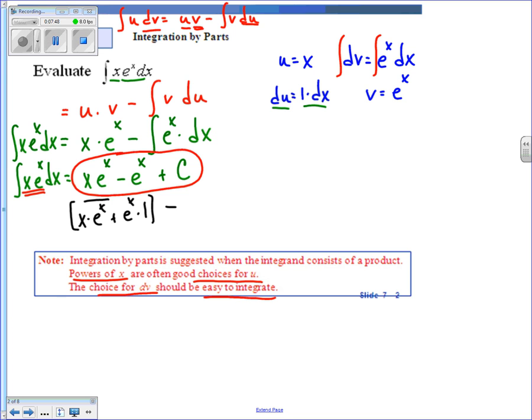And now minus the derivative of e to the x, which is e to the x, and plus the derivative of the constant, which is 0. So I've got x e to the x plus e to the x minus e to the x plus 0. These cancel. We get x e to the x left. Okay? So that's the integration by parts.